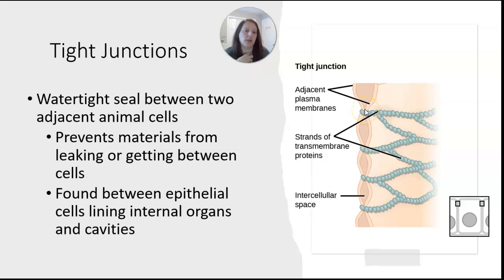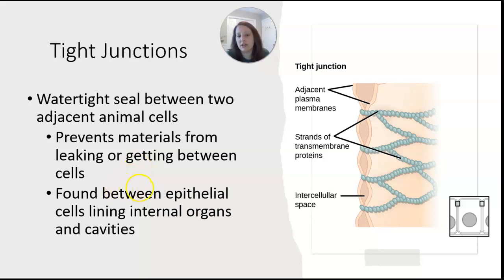When I think of tight junctions, I think of 2 neighboring cell membranes that have been stitched together. So we've literally sewed them together. This is going to create a watertight seal. Nothing's getting through here. Okay, so a watertight seal between 2 adjacent, 2 neighboring animal cells. This is going to prevent materials from leaking through this layer or prevent them from getting between the cells.